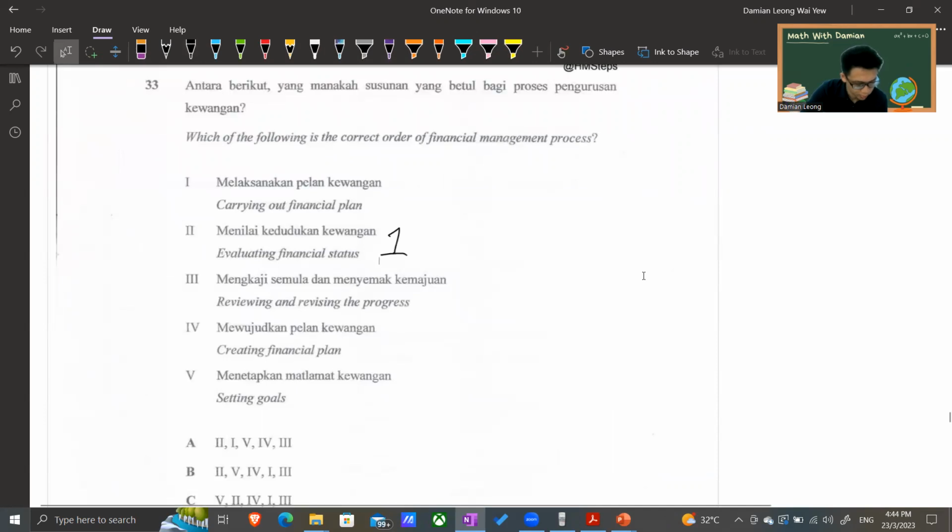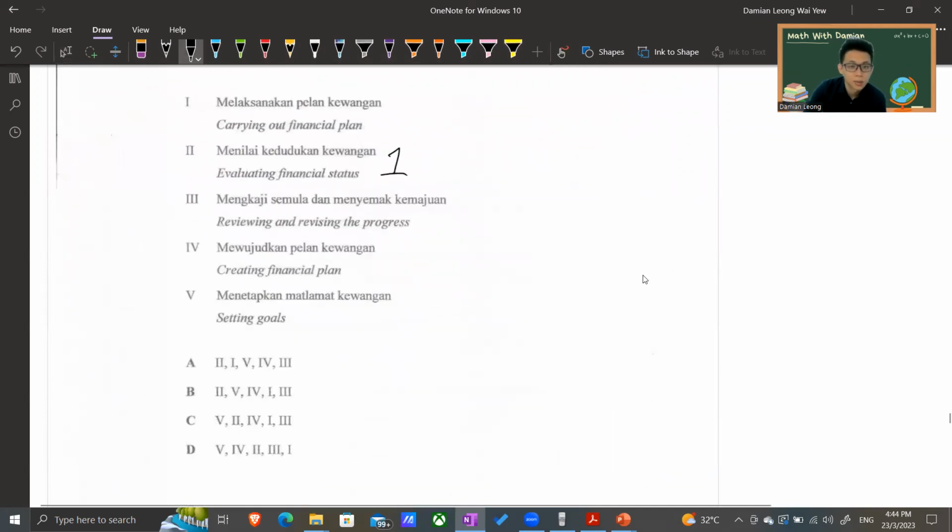Actually, no, my bad. Set goals first. We need to have a goal. Then we evaluate our financial status. Then we create the plan, carry out the plan, and then review it. So it's 5, 2, 4, 1, 3. Answer C.